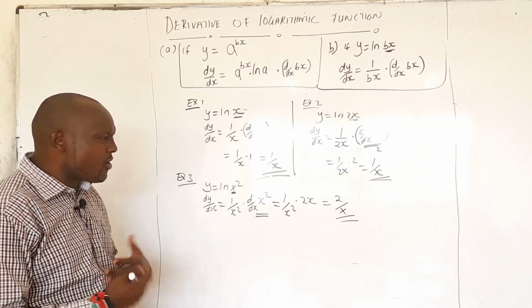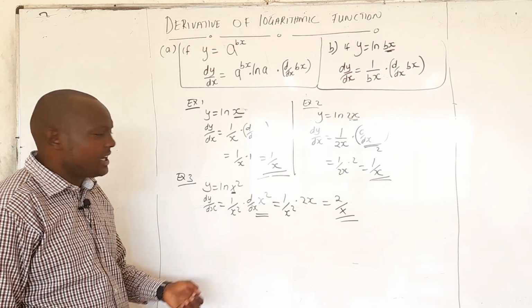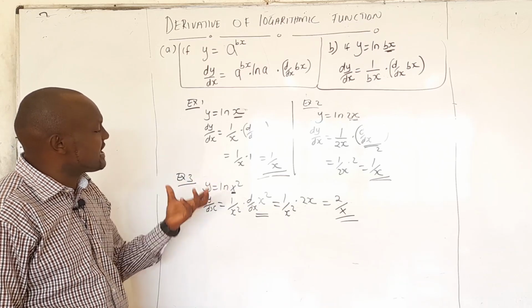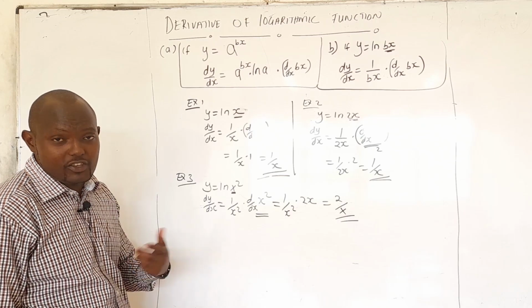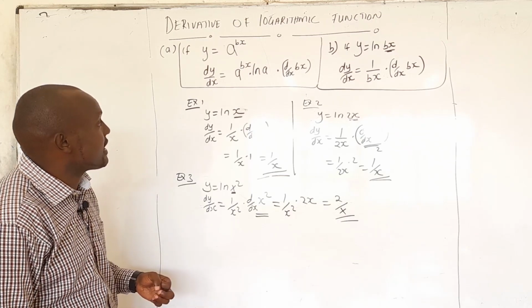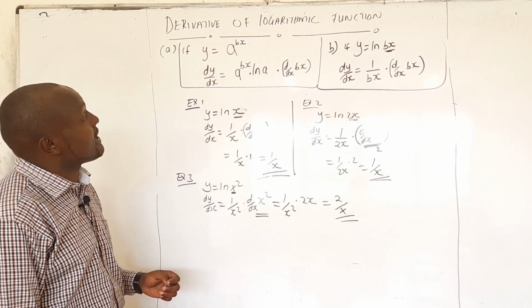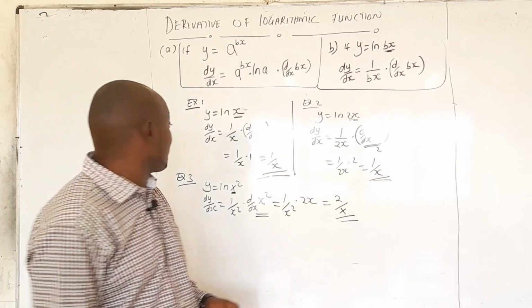Even though you could be given more examples of natural logarithm, maybe we can take 2 more examples, so that we can proceed to the other part, C, of logarithmic function. Example 4.